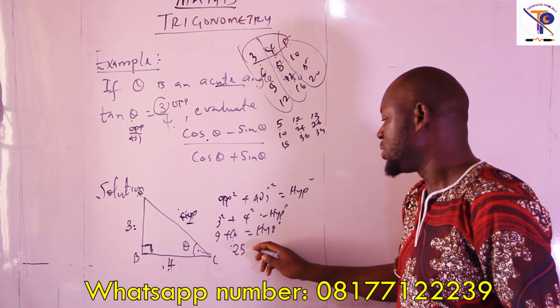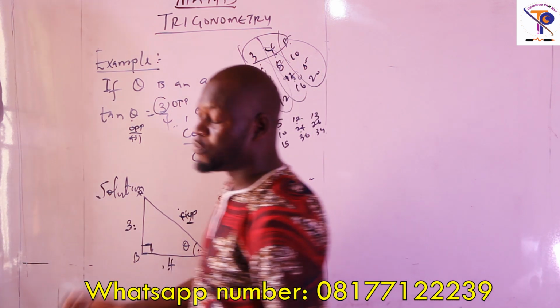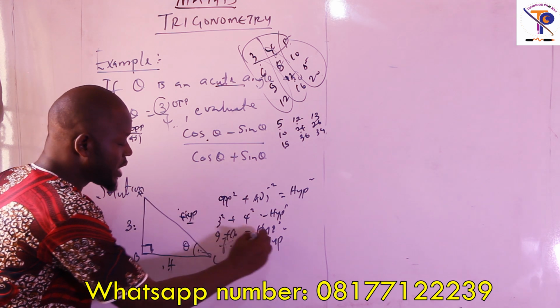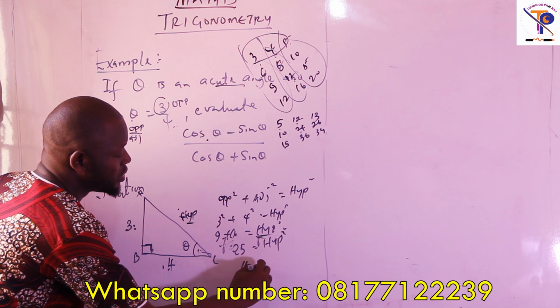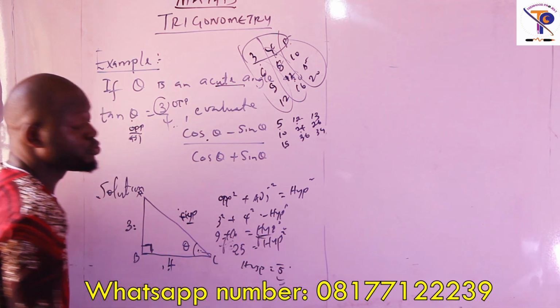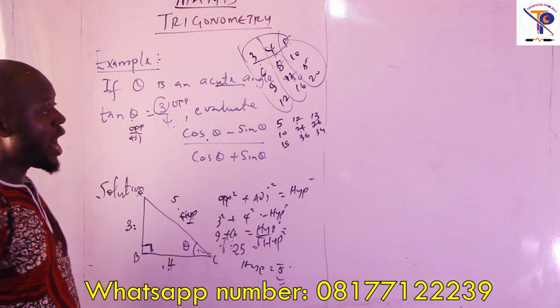This is 25, which is hypotenuse squared. So the root of 25 is obviously 5, like I said. If you root the two sides, we have hypotenuse is equal to 5, like I've told you earlier. So this is 5, and it will help us to solve this work. So how do we solve it now?